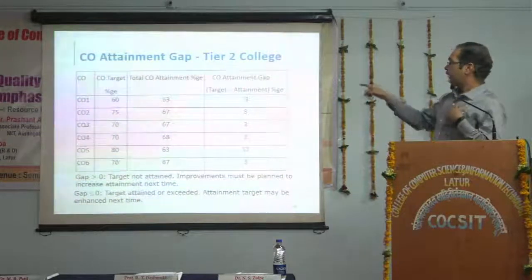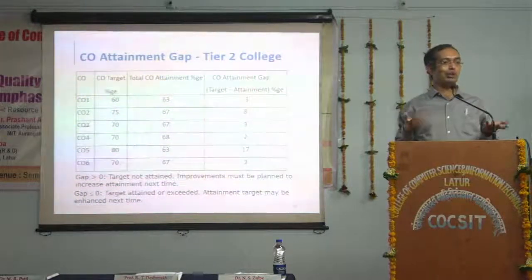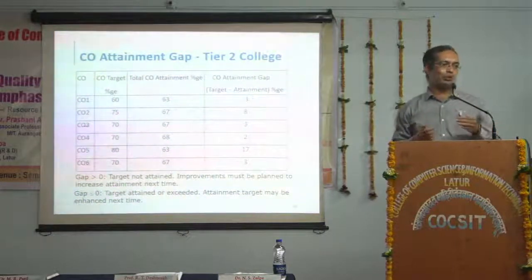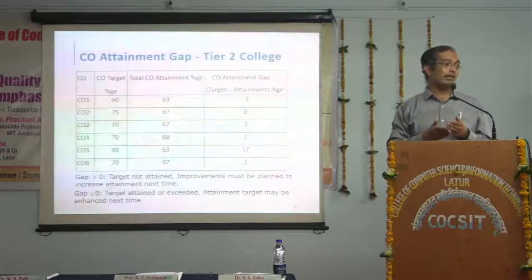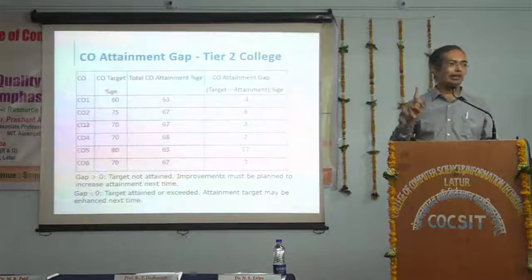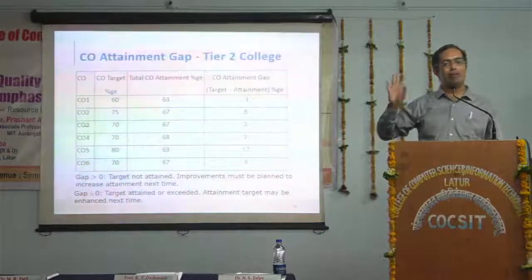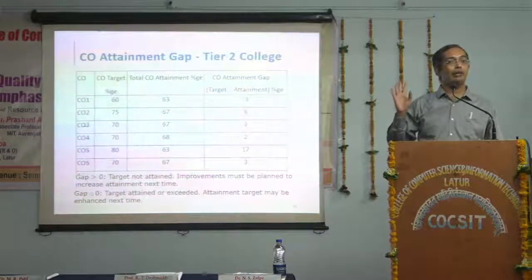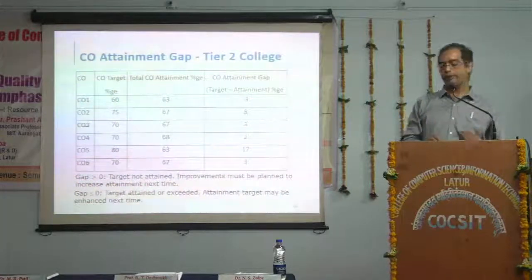In the next case, 75, I was expecting that the student should achieve 75, but they could achieve only 67, so I need to find out why the gap of 8 is there, and I need to work on that 8, so that next time at least the student should be able to attain 75. I will not change the target, I will keep it 75, and I will ensure that next time the student attains 75.